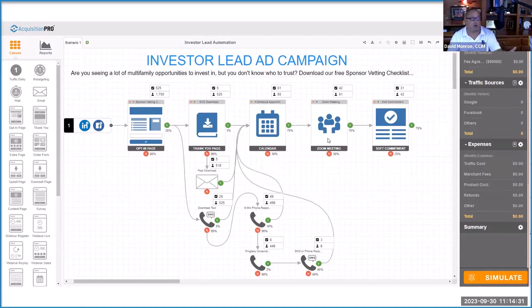If they're flat cold and it's the first time they've come in and they've never seen any of your other stuff, that's where that 50% kind of spikes in. Okay. Does that make sense?